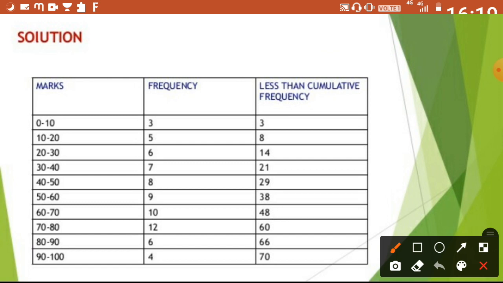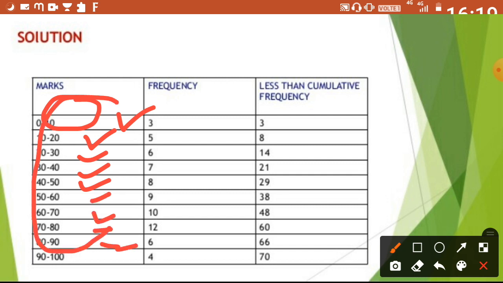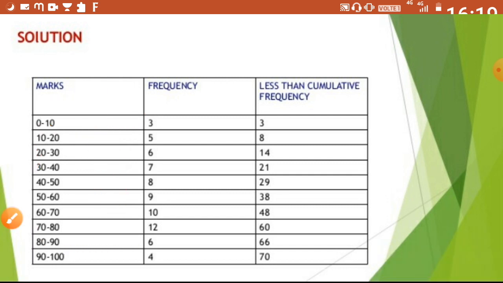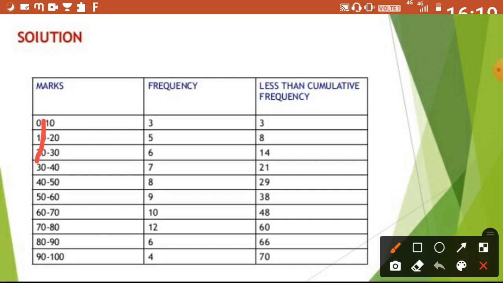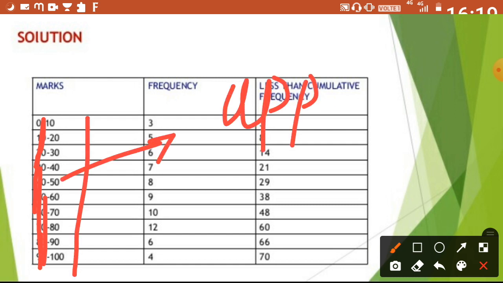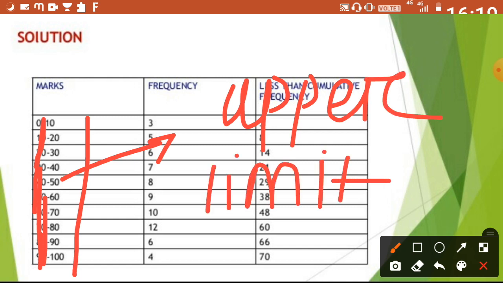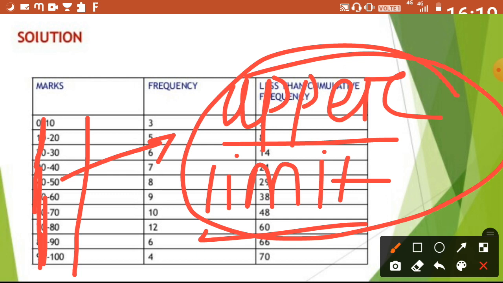Listen, here you have to take the upper limits. So you have to take 10, 20, 30, 40, 50, 60, 70, 80, 90, 100. These are your upper limits. Got it? I am showing you again. Leave this one; this is your lower limit. So this remaining one is your upper limit.